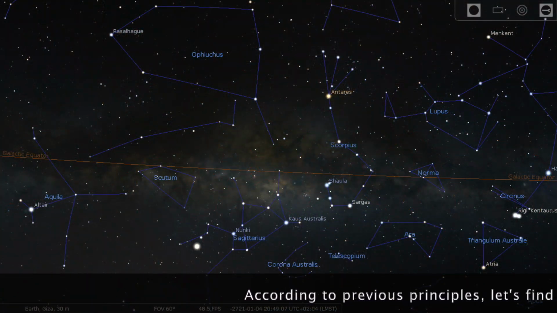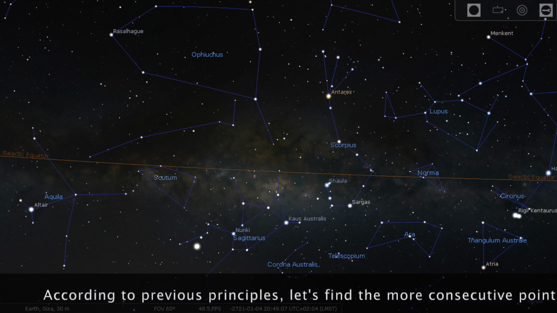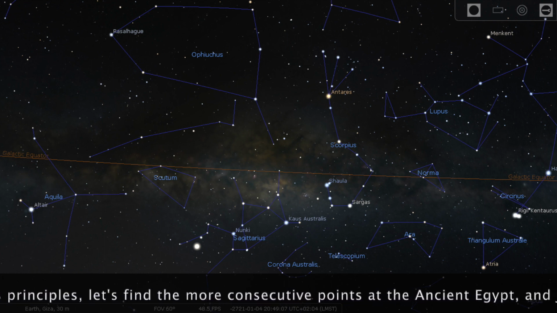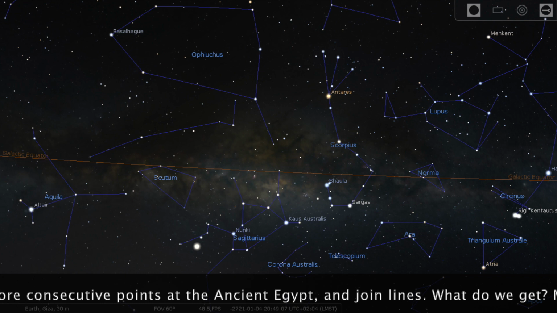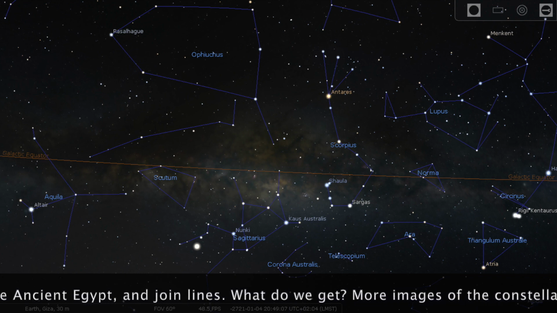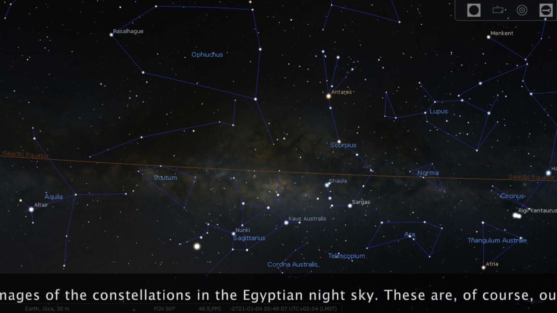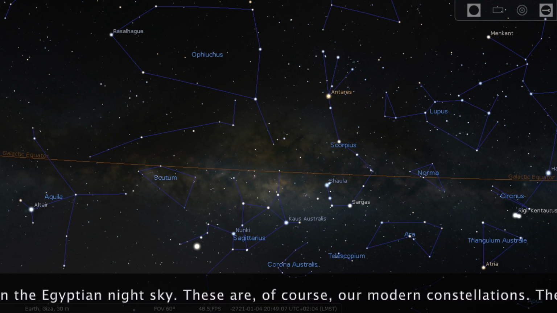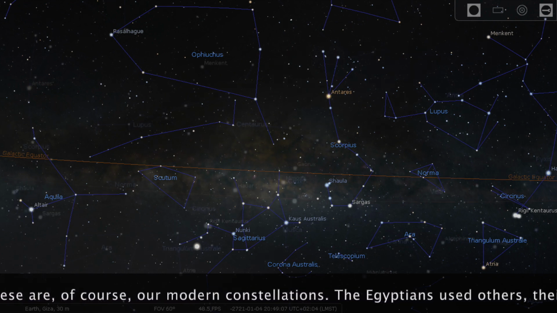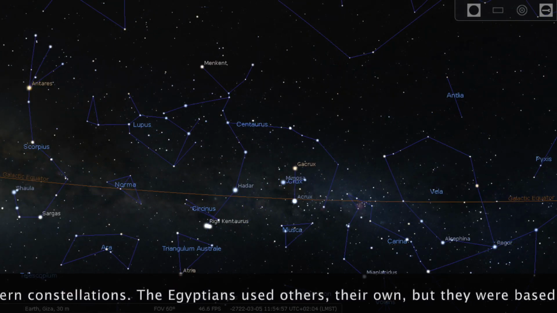According to previous principles, let's find more consecutive points in ancient Egypt, and join lines. What do we get? More images of the constellations in the Egyptian night sky. These are, of course, our modern constellations.